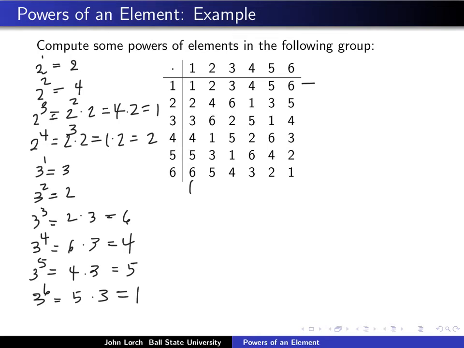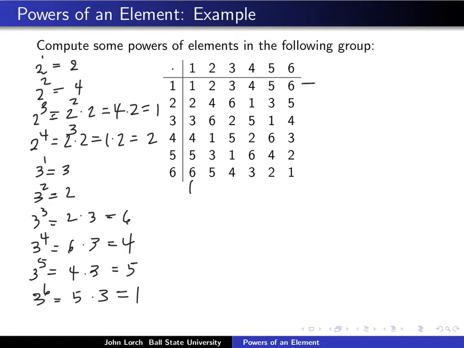So notice that our powers of 3 did eventually cycle through and return to 1, but it took a little bit longer this time. And in fact, if you look at the list of powers of 3 that we obtained here, we achieve every single element of this group. Right? We achieve 1, 2, 3, 4, 5, and 6 as a power of 3. So groups like this, where every element can be expressed as a power of a single element, is called a cyclic group. We'll be talking quite a bit more about cyclic groups in the future.